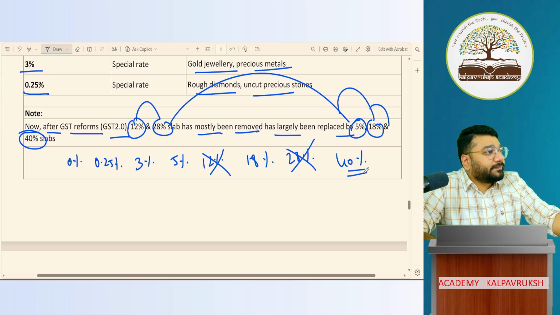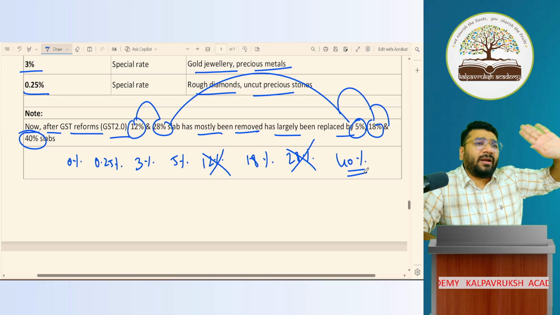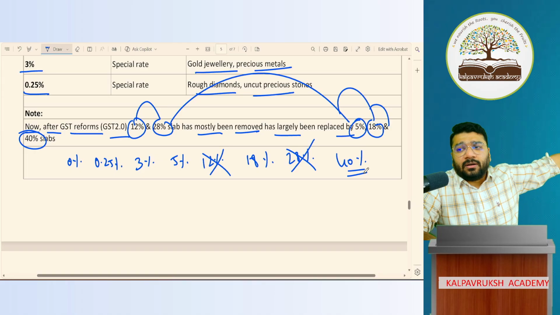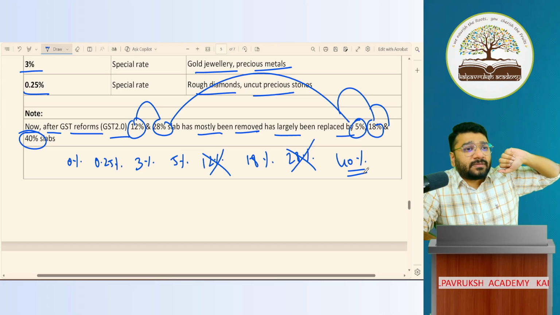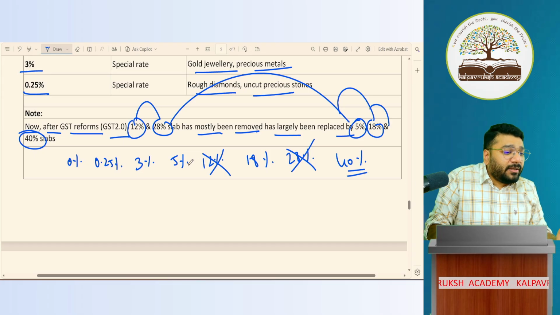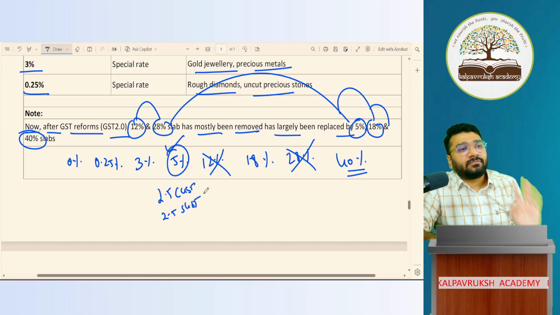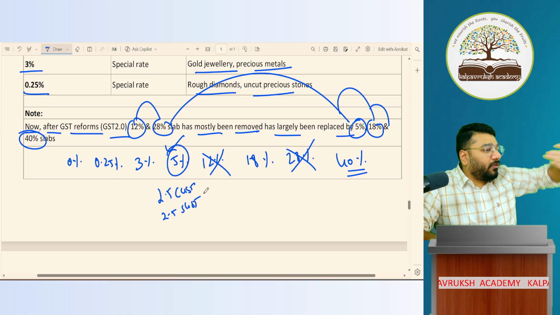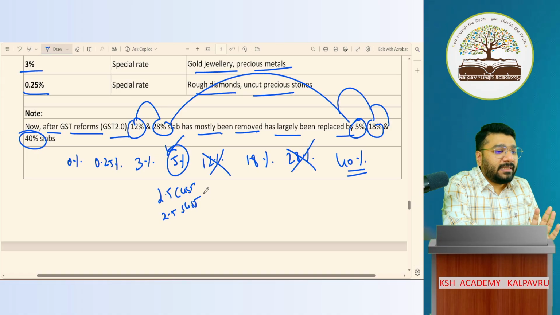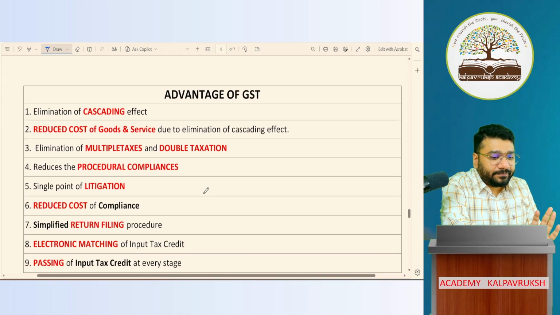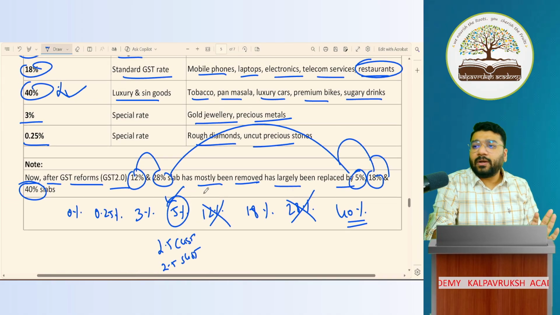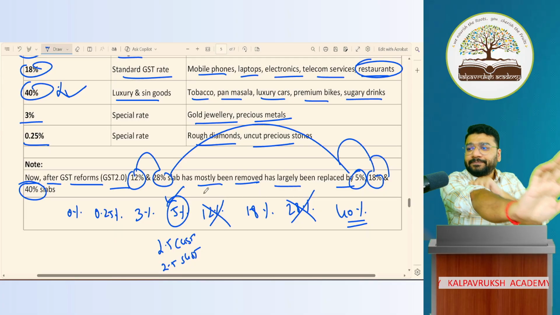Clear or not clear? But do you need to remember all of this? Not required. In the question, they'll mention the GST rates. Either they'll mention 5% directly, or they'll say 2.5% CGST and 2.5% SGST. They will mention it, so you don't have to learn it by heart. Got it, not got it? But you should be aware of it, is my point. Is it clear now? Can I go to the next point? Online people, till this, are you clear or not clear?